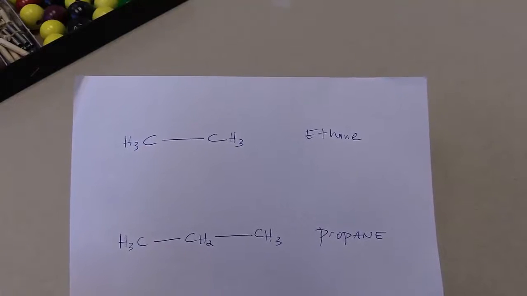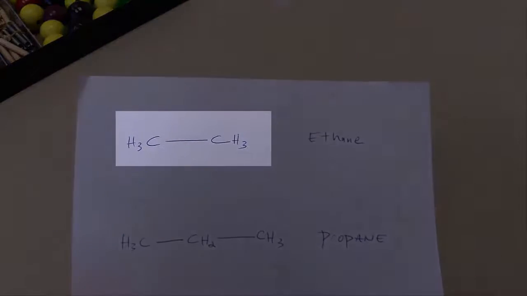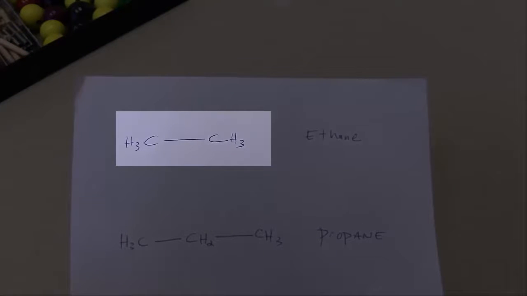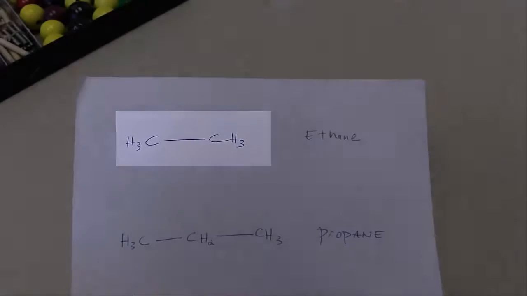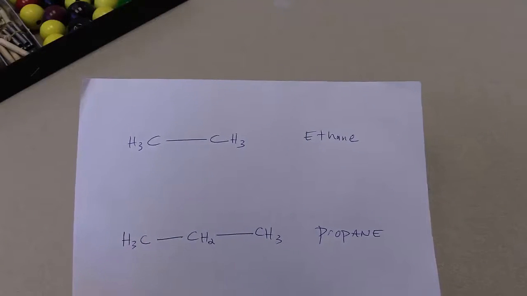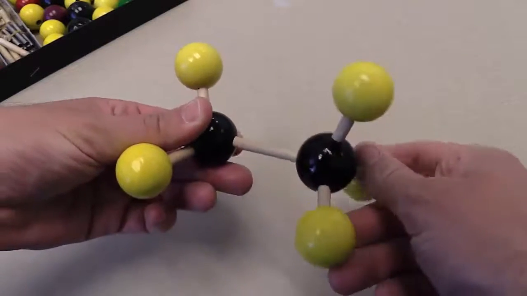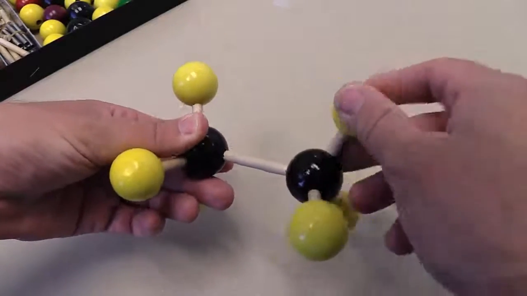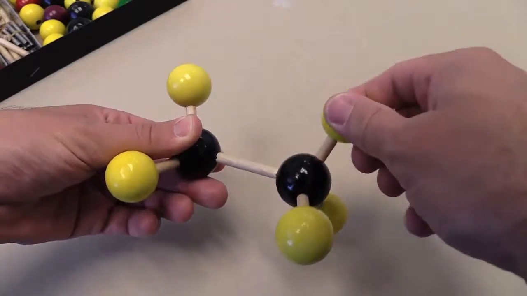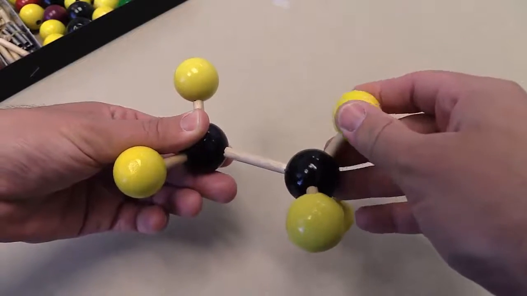Our flat formulaic drawing of ethane looks like this. Two CH3, or methyl, groups attached by a single bond between the carbons. Three-dimensionally, how might that molecule actually look if we could examine it close up? Well, it would look like this. All of the single bonds rotate freely, so in real life this is spinning around, and all of these single bonds are spinning around here as well with roughly infinite speed.